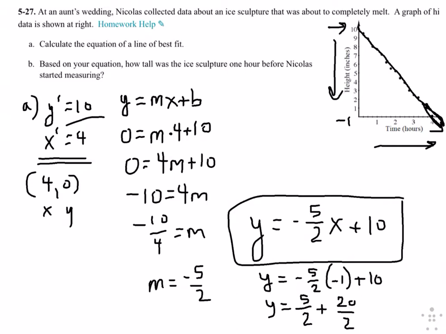Where can I write that? I'll come up to here, right? This is B. So y equals 25 halves, or the height would be 12 and a half inches.